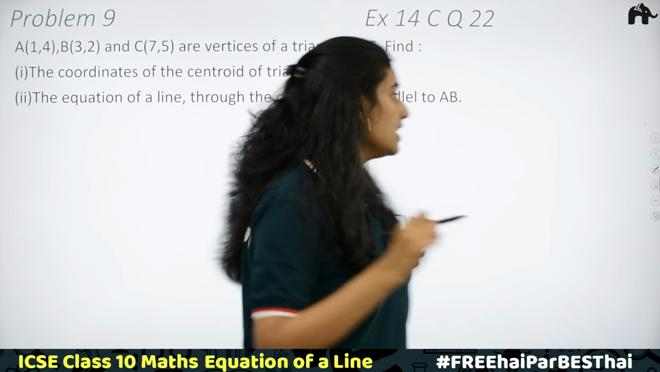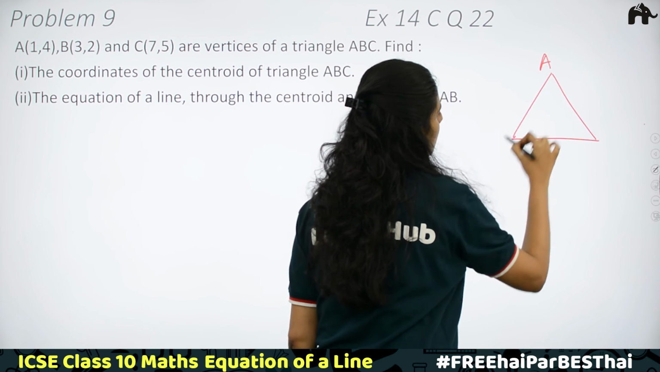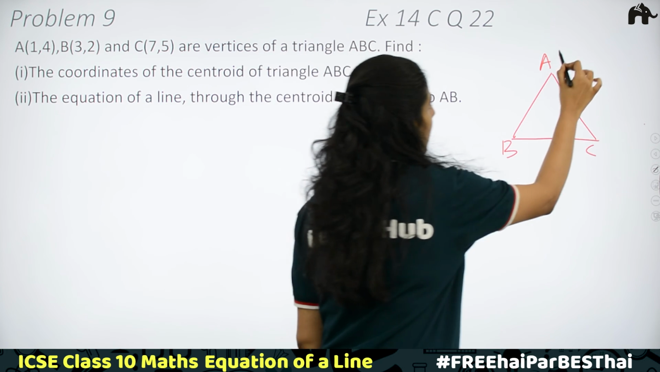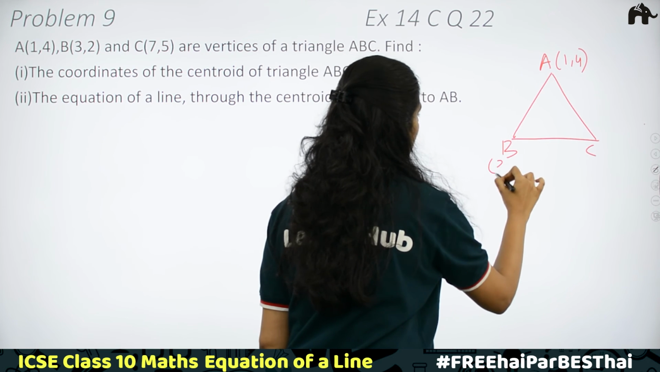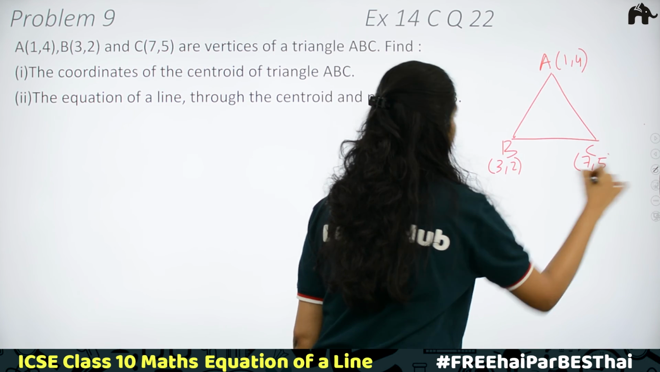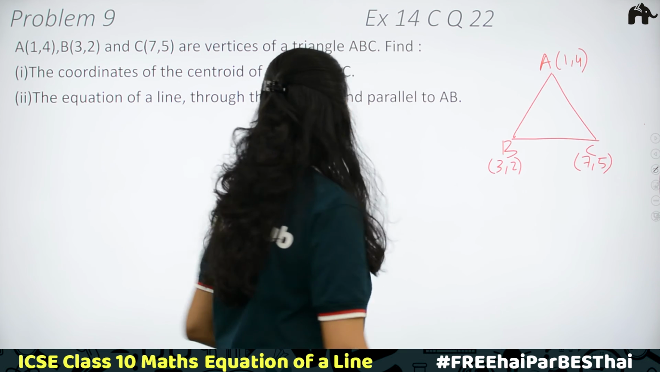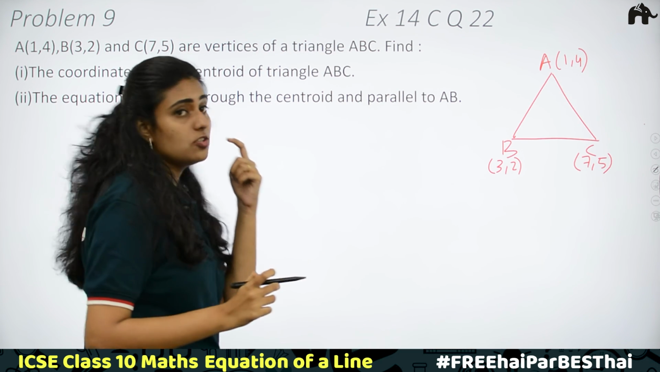Consider a triangle ABC. So, this is triangle ABC. Coordinates of A (1,4), coordinates of B (3,2) and C (7,5). These are the vertices of the triangle. Now, the first question is we need to find the coordinates of the centroid of the triangle.